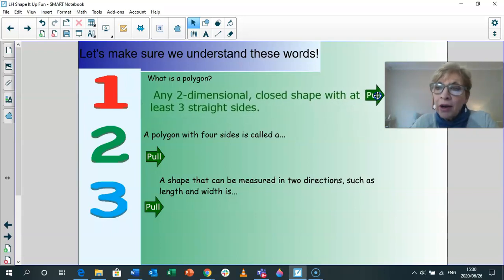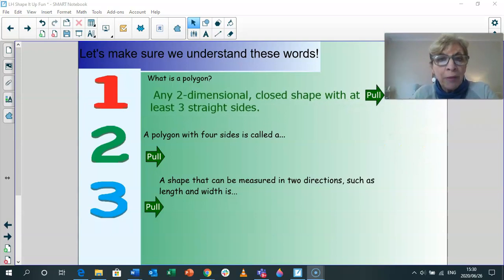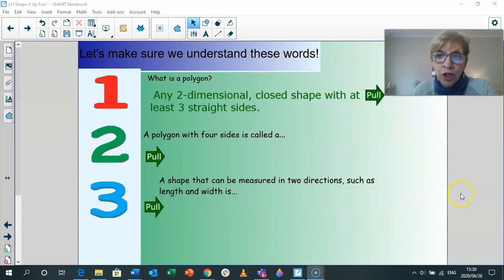A polygon is any two-dimensional closed shape with at least 3 sides. So it has to have at minimum 3 sides, it has to have straight sides, and it has to be closed. All those sides have to come together to make a closed shape.